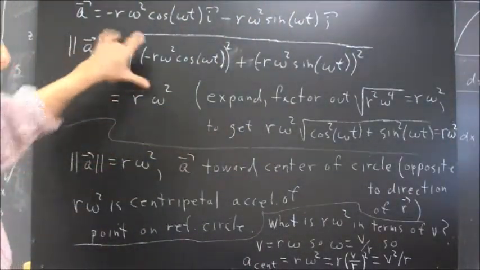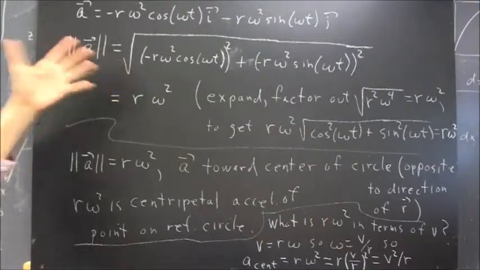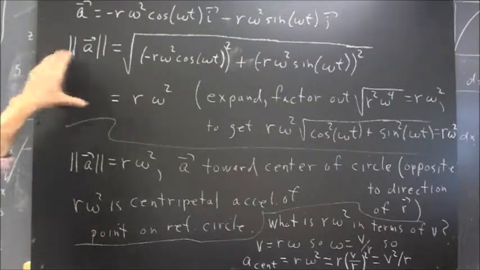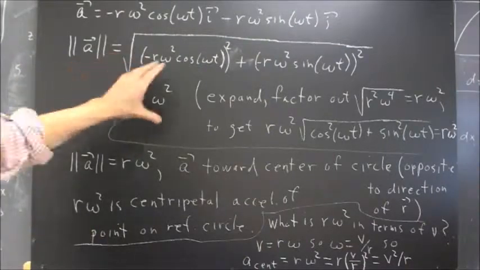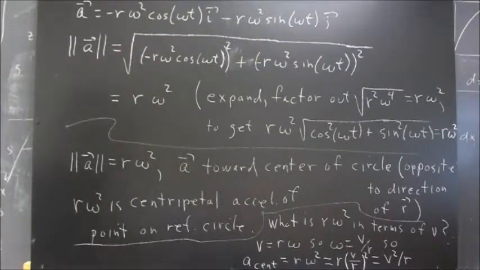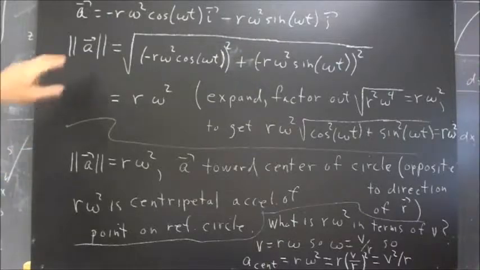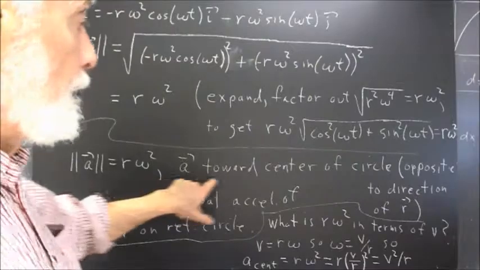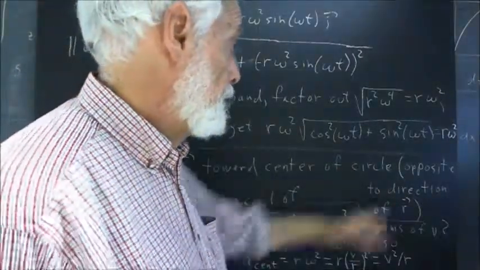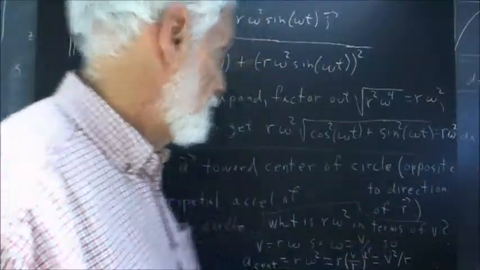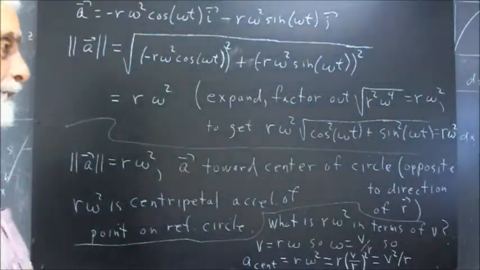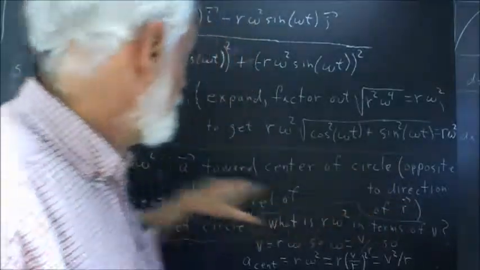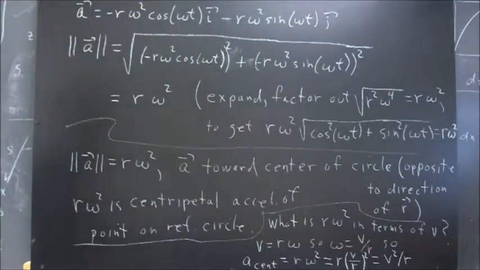But it should be clear, this is a standard calculation. It's a standard mathematical trick that you encounter again and again when you do these sorts of things. And you're going to need this to make sure you understand it. Okay. Then our conclusion is that the magnitude of A equals r omega squared, and that the A vector is toward the center of the circle. And that is opposite to the direction of r. Well, that's the reason it's toward the center of the circle. Its direction is opposite to that of r, therefore A is toward the center of the circle.